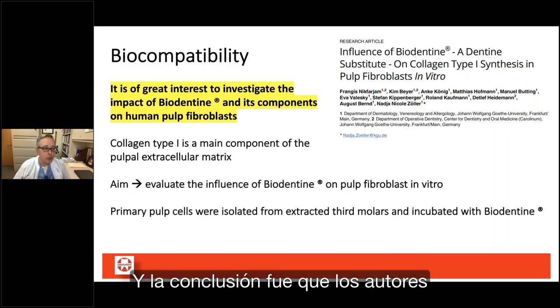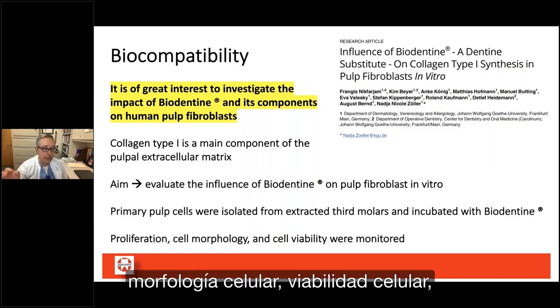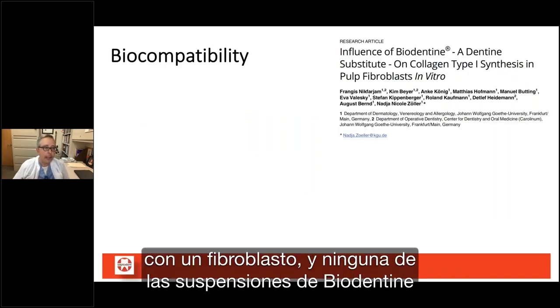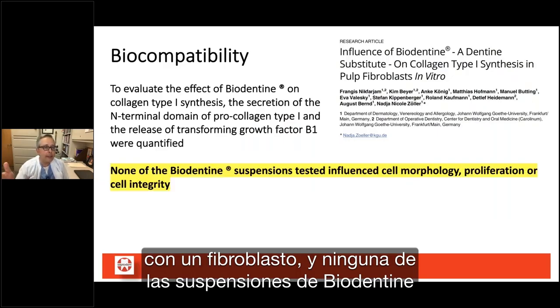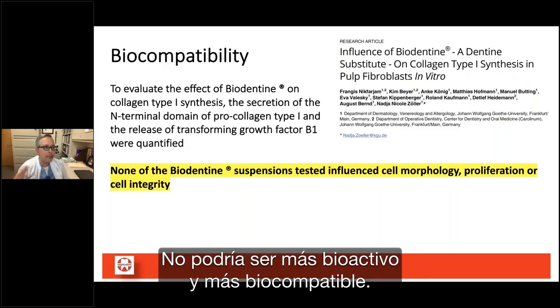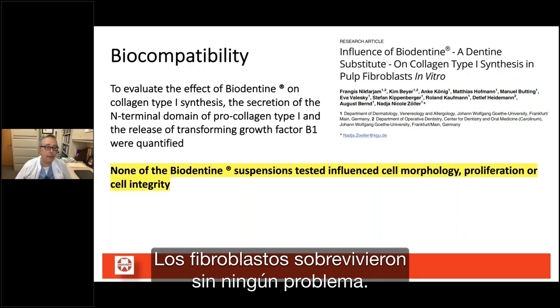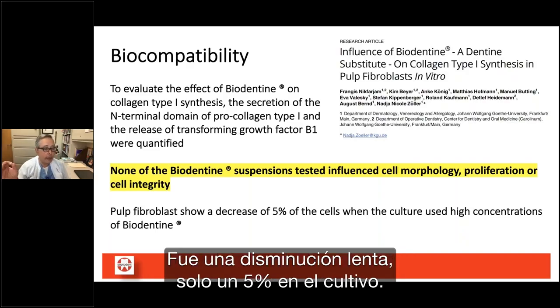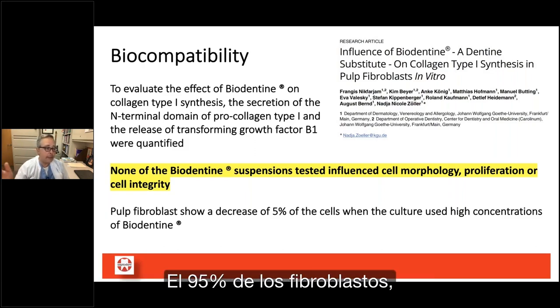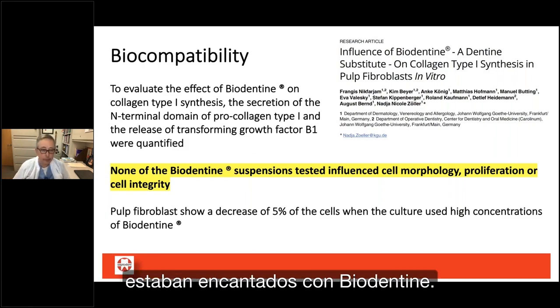The authors looked at proliferation, cell morphology, and cell viability when they placed biodentine with the fibroblasts, and none of the biodentine suspensions influenced the cell morphology, proliferation, or cell integrity. That cannot be more bioactive and more biocompatible. The fibroblasts survive without any problem. There was only a slight decrease, 5%, in the culture. Remember, this is an in vitro study, but still an excellent result. 95% of the fibroblasts actually love biodentine.